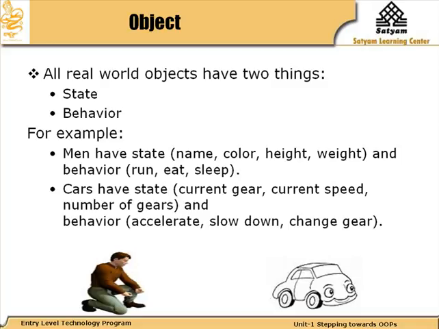Cars also have a state and behavior. Current gear, current speed, number of gears determine the state, and accelerate, slow down, change gear determine the behavior. Behaviors are represented as verb phrases. They represent the actions that an object can perform.